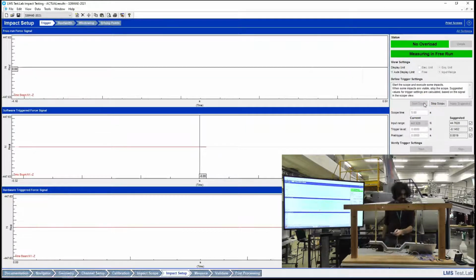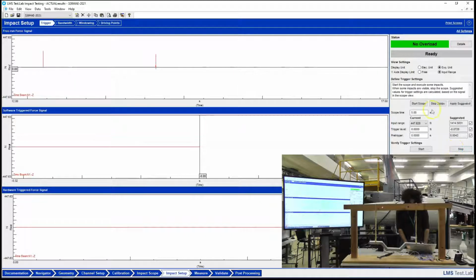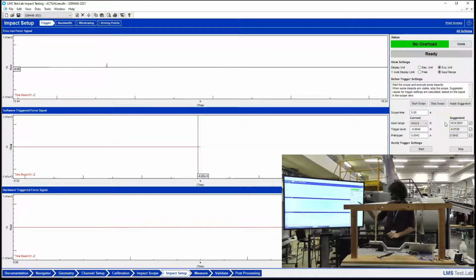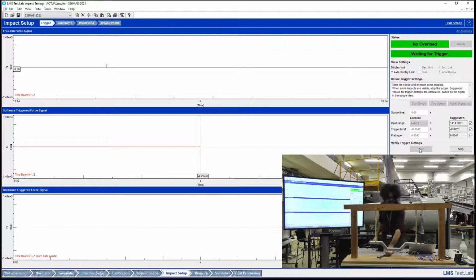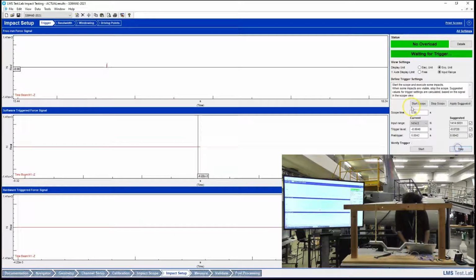So I will strike a few times and the software will tell me exactly what level of trigger is required. Just make sure that I don't go into overload. Now these are the suggestions from the software. Let's verify that the trigger is working now. So if I shake it, oh, it's still... yes, okay. So let's do it again.